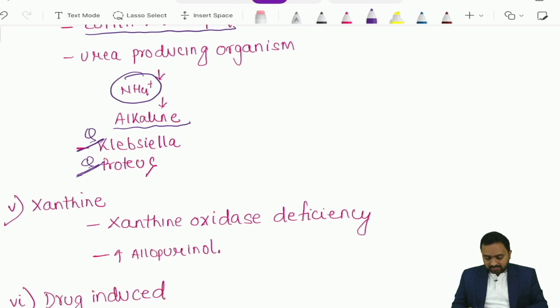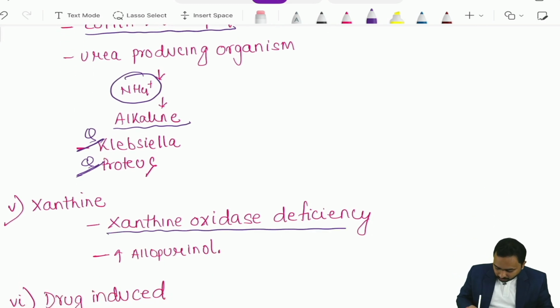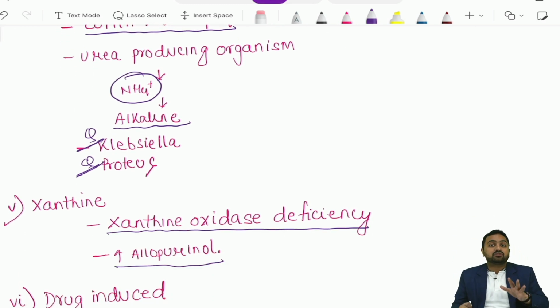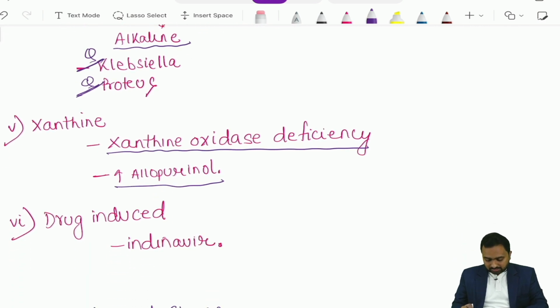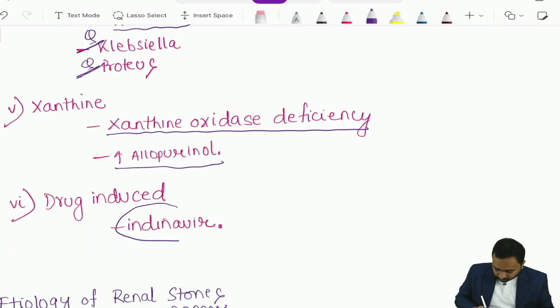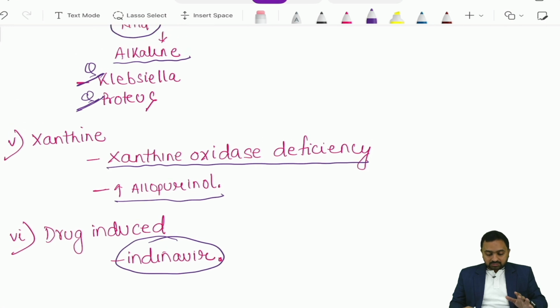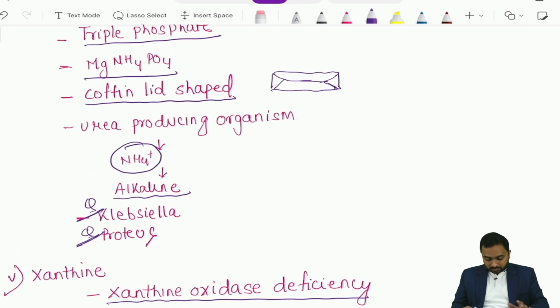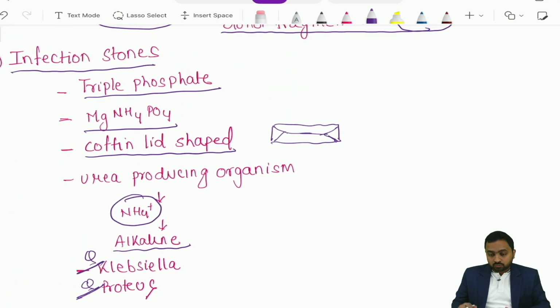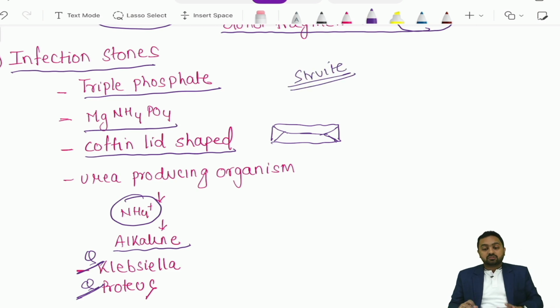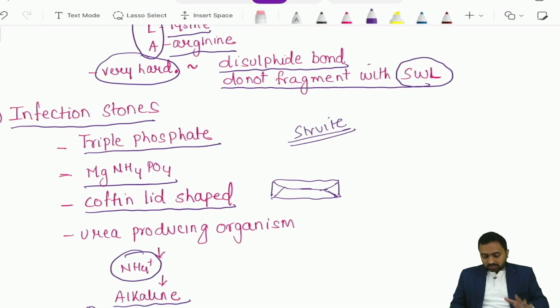Then you have your xanthine stone, which is due to xanthine oxidase deficiency, because of increased allopurinol, and then drug induced because of indinavir. Now, so these stones need to be remembered, right? So, infection stones over here, we have your struvite stones also. Please do remember, which are ammonium phosphate stones because of urea producing organisms. So, these particular types of stones need to be remembered.